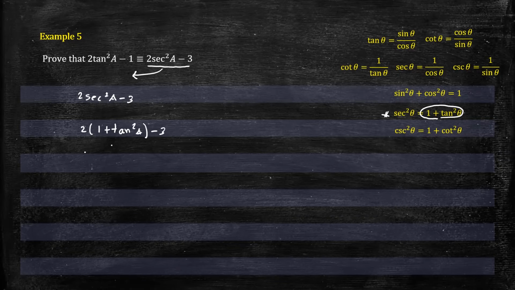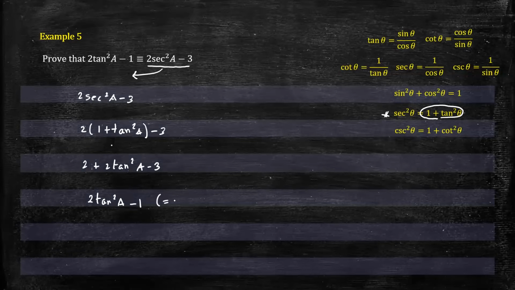So we'll expand the 2. So we'll have 2 plus 2 tan squared a minus 3. And then we're going to have 2 tan squared a, and negative 3 plus 2 will be negative 1. And you can see this is equal to the left-hand side.